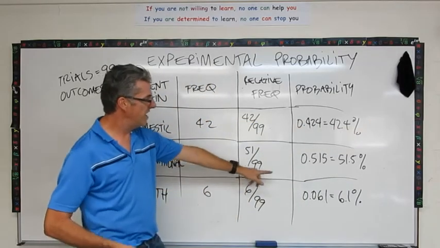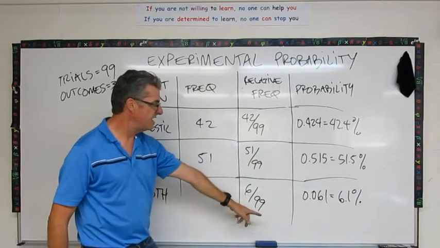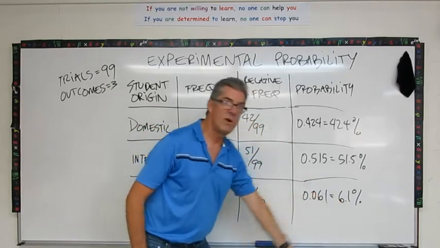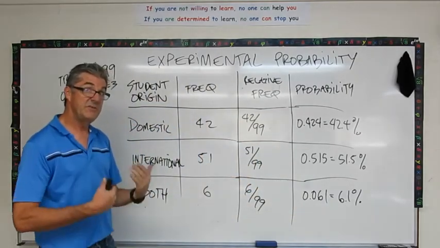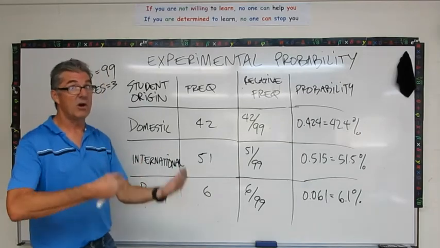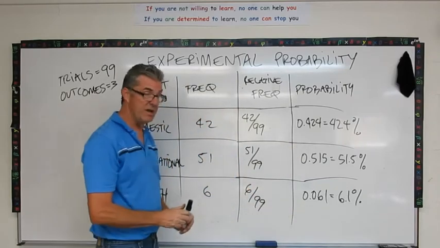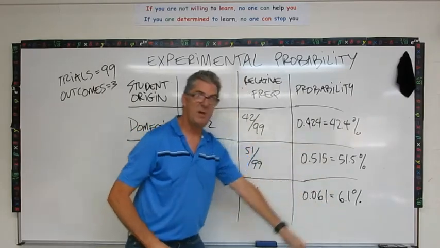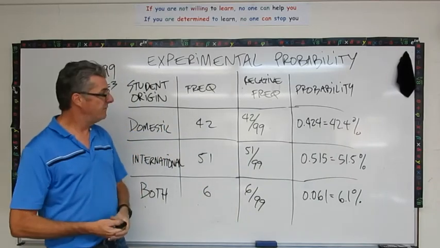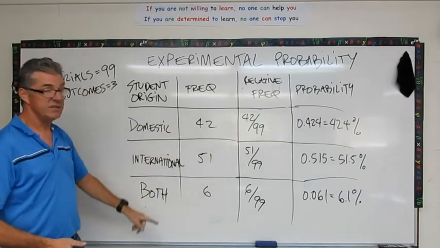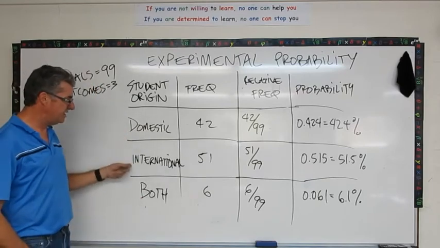Same thing with 51 over 99, that's 0.515, which is 51.5%, and then 6 out of 99 is 0.061 or 6.1%. Now there's something interesting about these numbers. Take a look. If you spotted that they add up to 1 or 100%, you're correct. These decimals should add all the way up right to 1, which they do, and the percentages should add up to 100%. Now that shouldn't be surprising, because what that means is that if we ask 99 people this question, it's 100% probability, it's certain that they're going to say either domestic, international, or both.